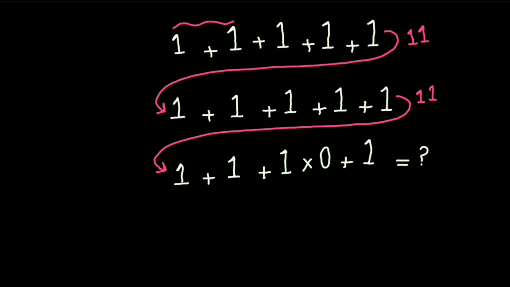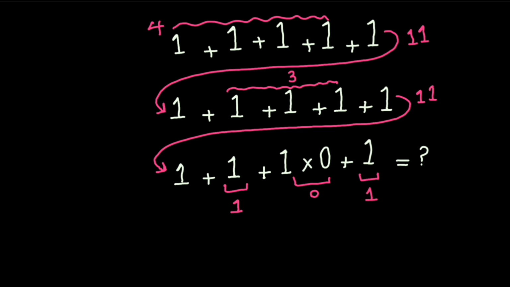Now we have 4 ones here, that gives us 4. 3 ones here, that gives us 3. And we have one multiplication here, that gives us 0, 1 here, and 1 here. So now you can add these numbers together. We have 4 plus 11 plus 3 plus 11 again plus 1 and plus 1.